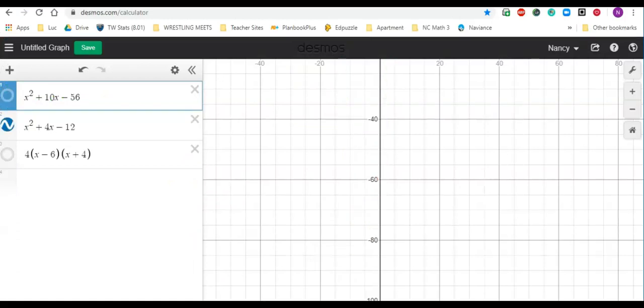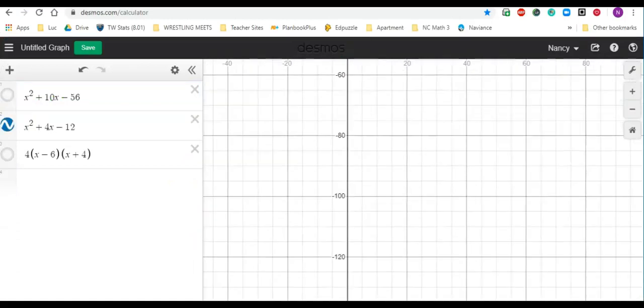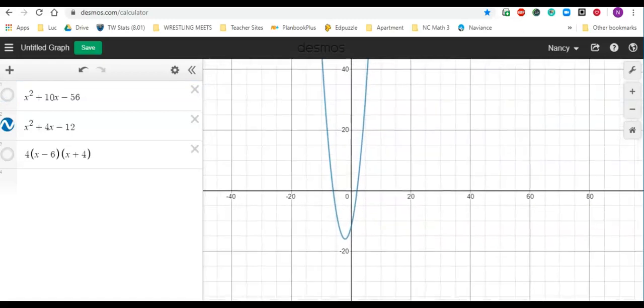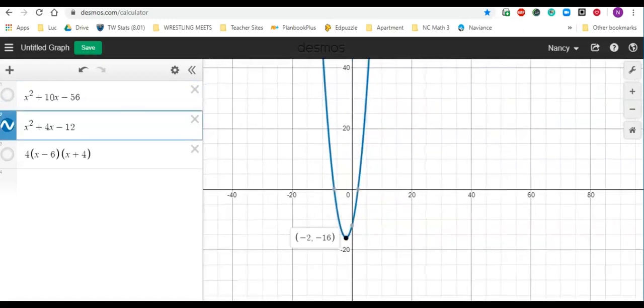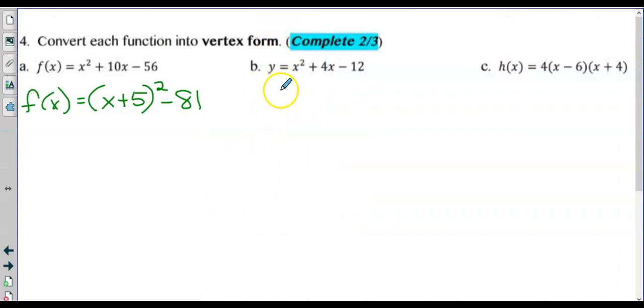The next one I graphed also. Let's make this one invisible, make this one visible, and if I can find it, there it is. So let's click on the vertex. The vertex is -2 and -16. Again, the a value is 1, so as long as the a value is 1, I don't need anything before the parentheses. Y equals, it was -2, so that's x plus 2. Don't forget about your exponent. And then minus 16.